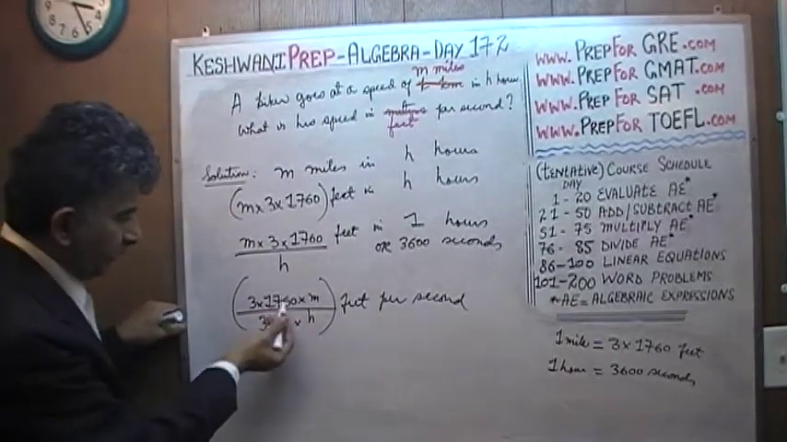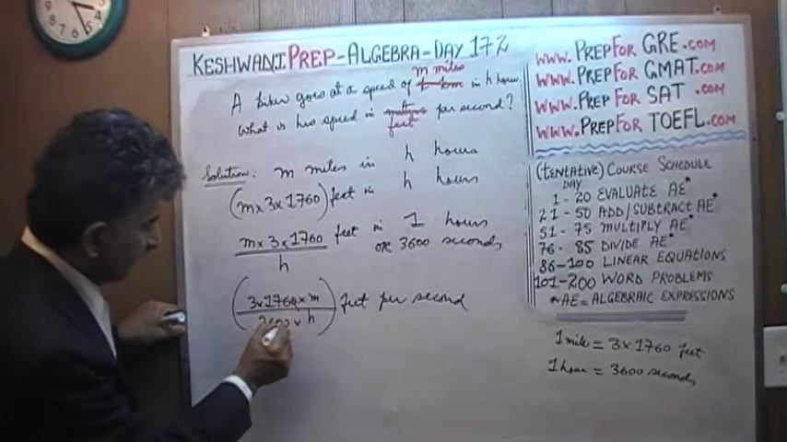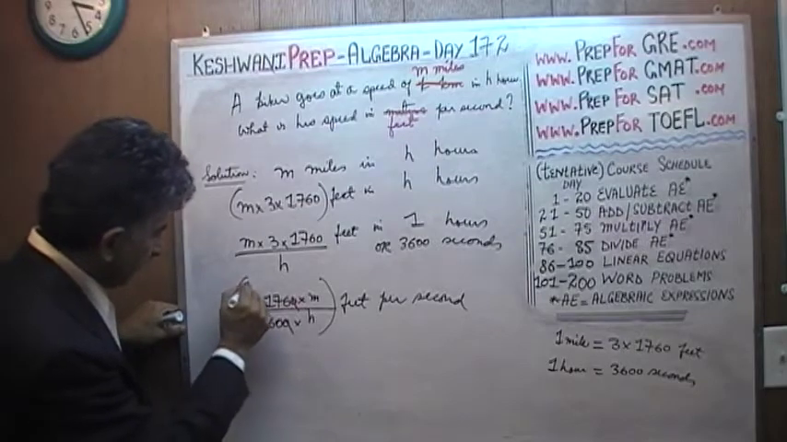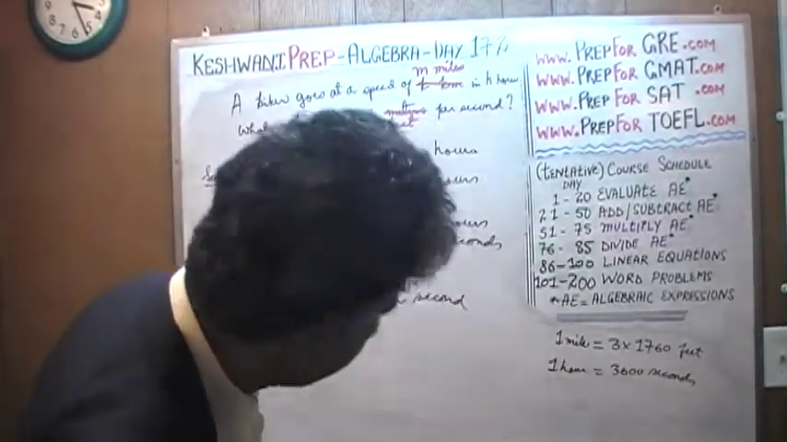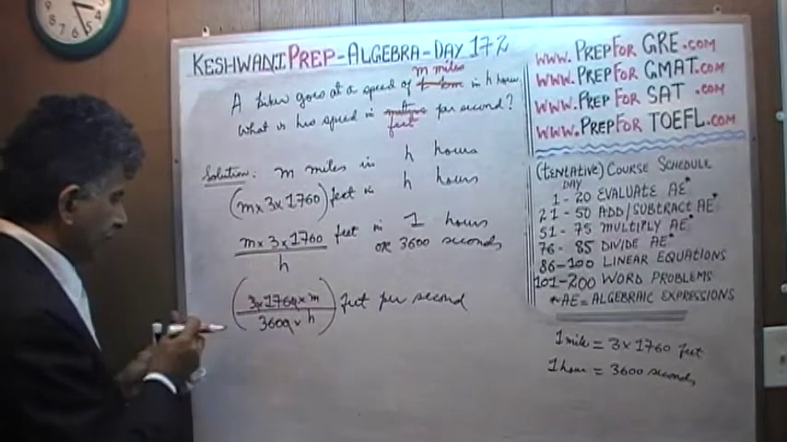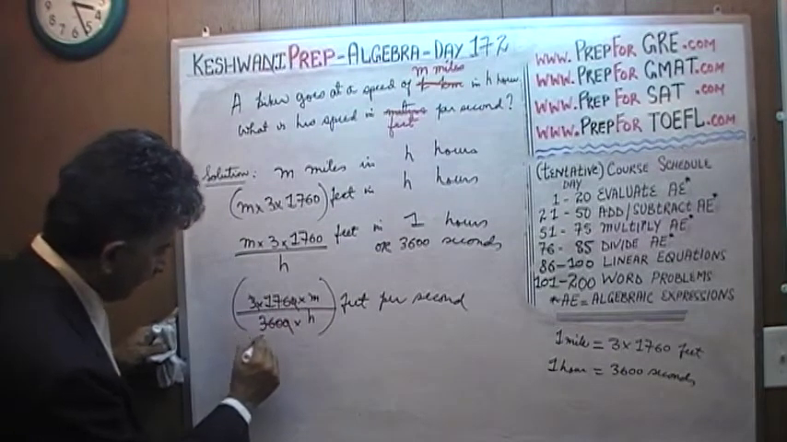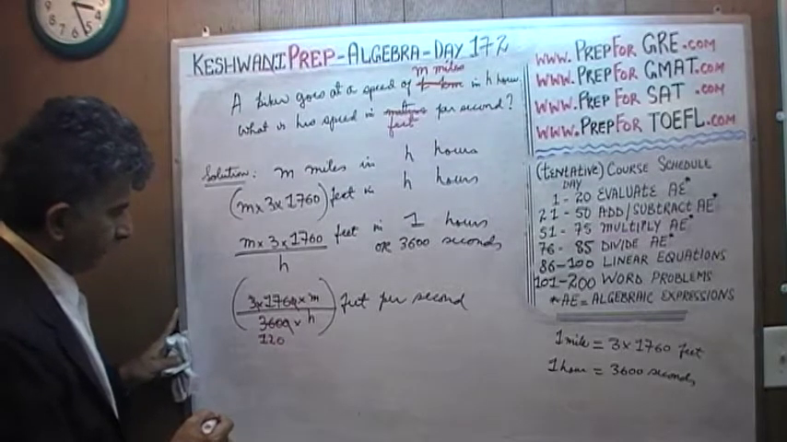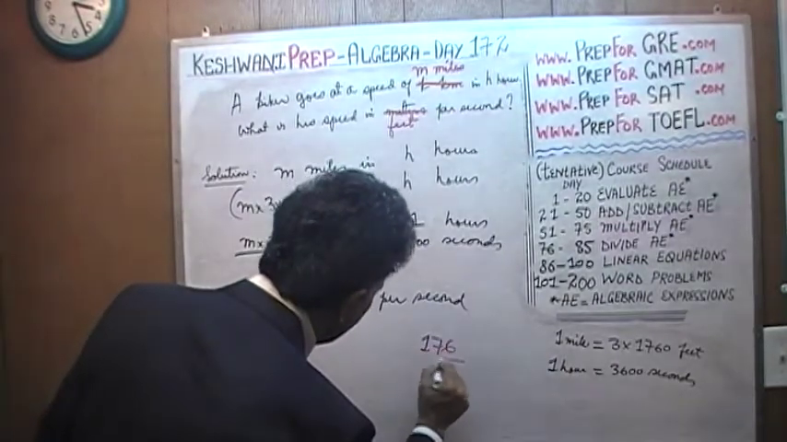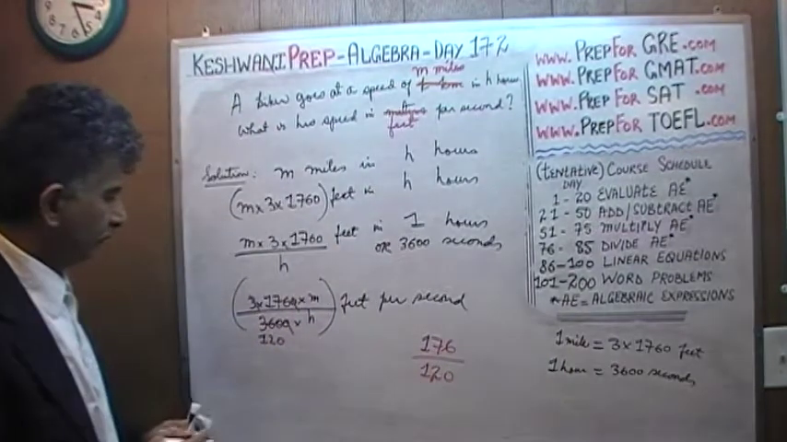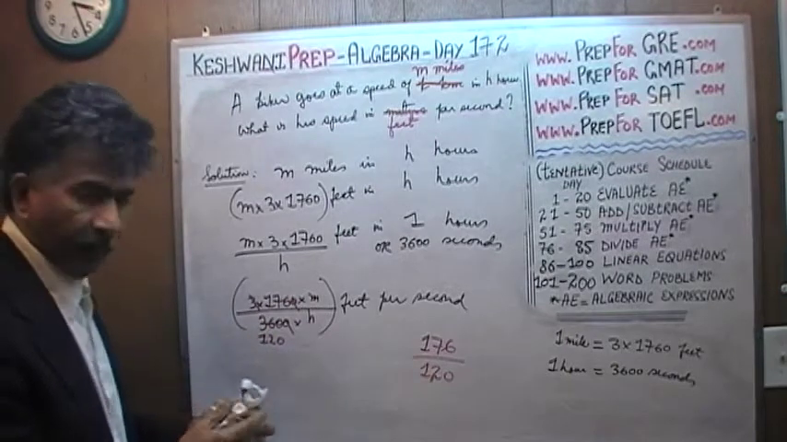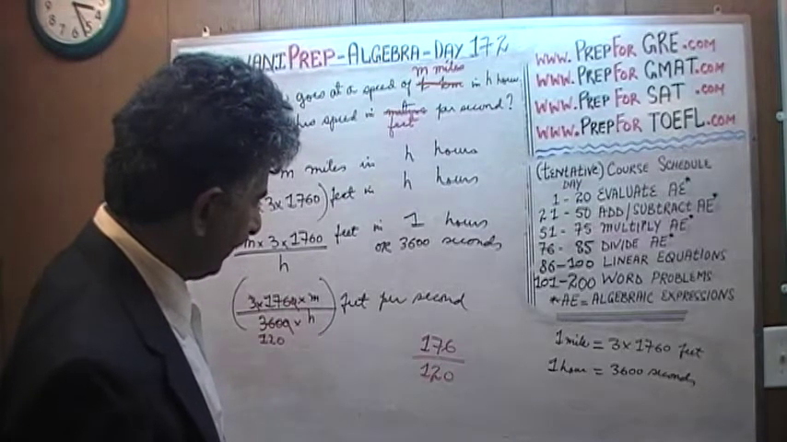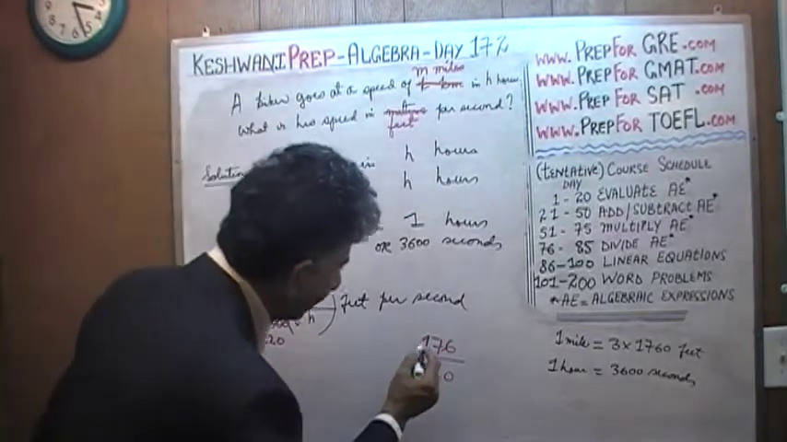If you divide top and bottom by 10, we can get rid of this 0 right away. Let's divide top and bottom by 3. 3 divided by 3 is just 1, so I'm not going to bother writing the 1. And this 3 will become 1, this 6 will become 2, 120. So at this point we have 176 over 120. Let's divide top and bottom by 4.